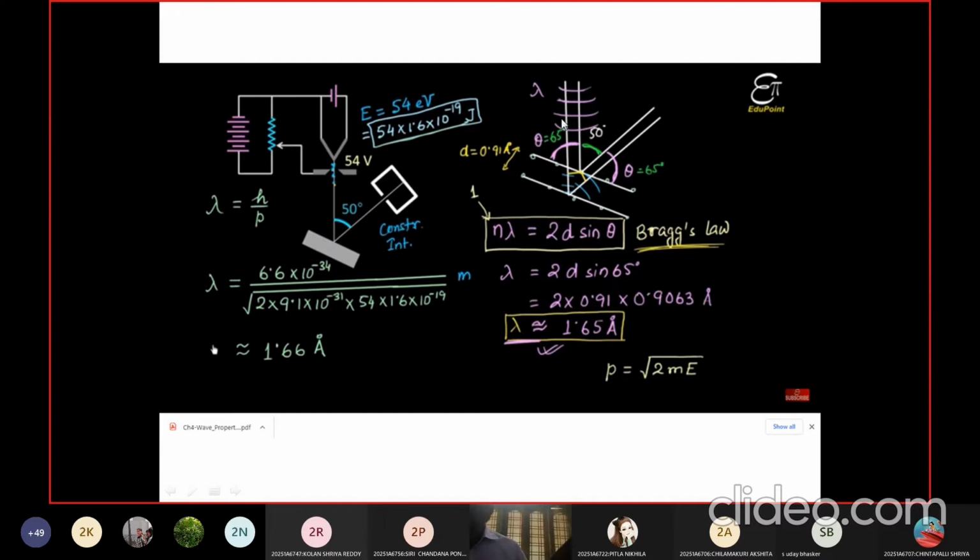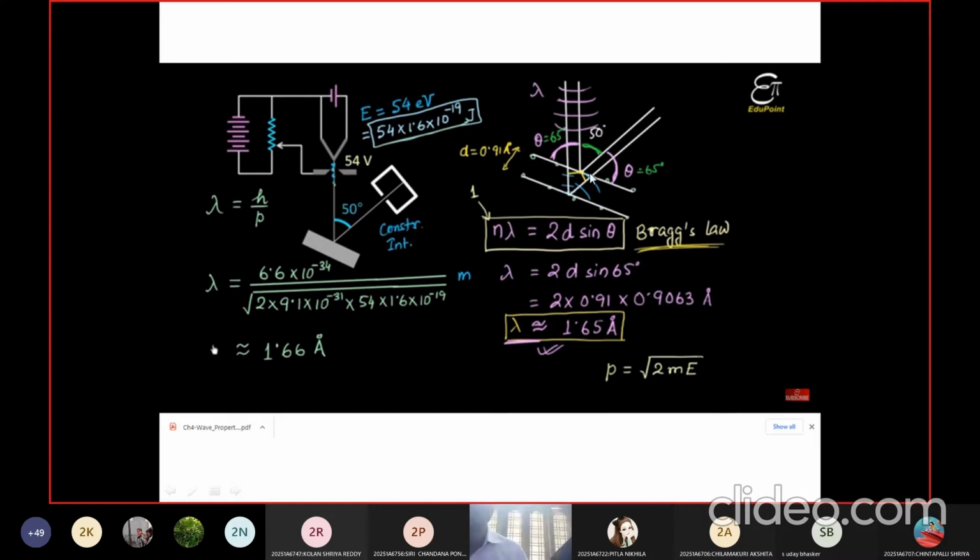right? From Bragg's law, the path difference between the ray reflecting from the first plane and the one which is getting reflected from the second plane is 2d sine theta. And if this path difference is equal to n lambda, then you will have constructive interference. I'll take n equal to 1 in this case. So lambda is equal to 2d sine 65, theta equal to 65.